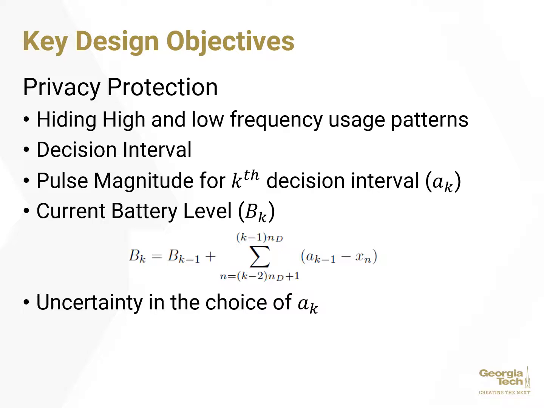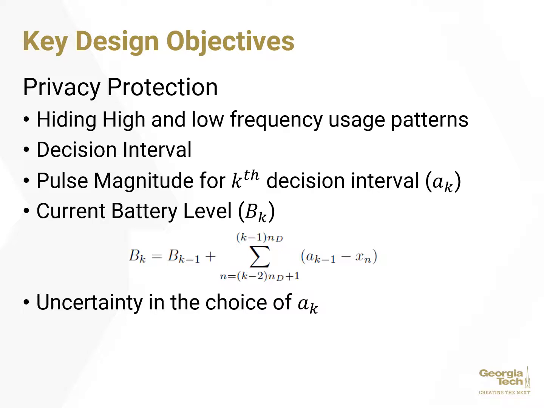The adversaries can identify what appliances are being used by detecting signatures in the usage profile. The low frequency shape of the usage profile can be used to identify the user's behavior patterns. The first design goal is to protect user privacy by hiding both the low and high frequency usage patterns. The second goal is to maximize the expected savings of a day.